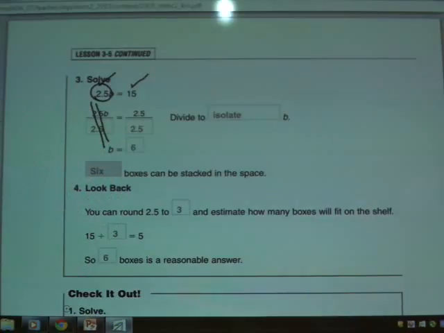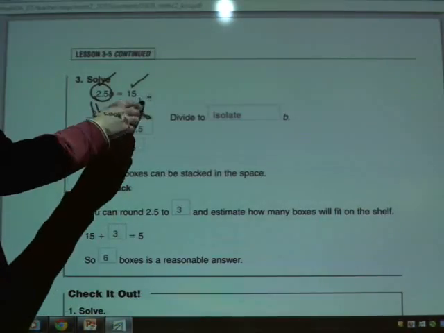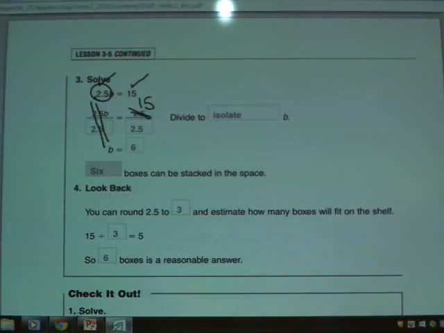And over here, this should say 15 on the top. 15 divided by 2.5 changes into 6. So 6 boxes can be stacked in the space. They estimate at the bottom there by rounding 2.5 off to a nice 3 and saying 15 divided by 3 is 5, which we know, since my answer is pretty close to 5, my answer of 6 makes sense in context.